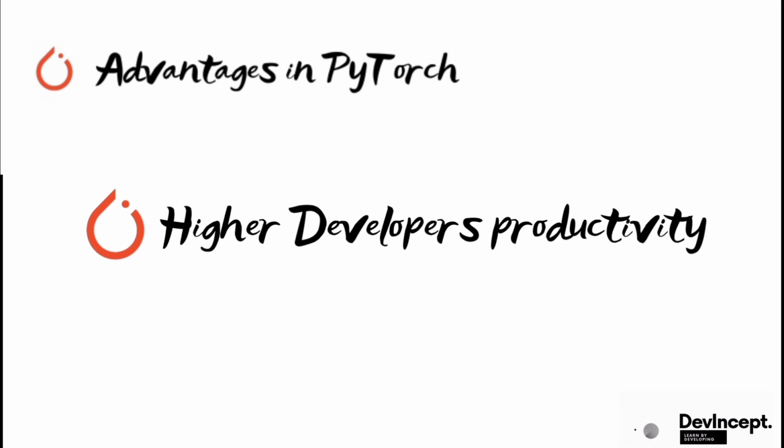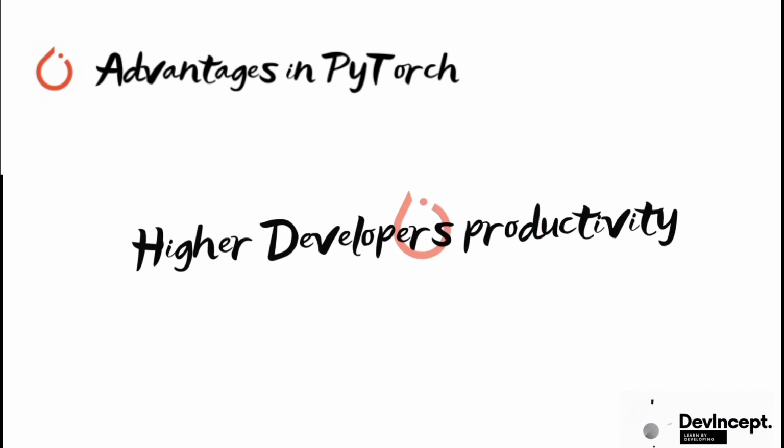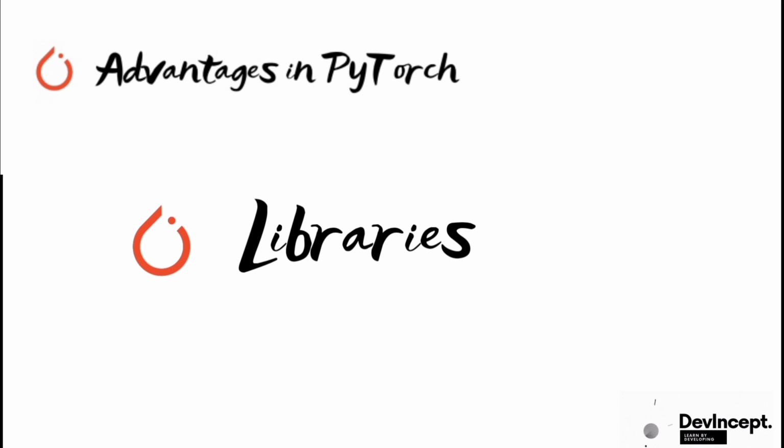Next one is higher developer productivity. PyTorch has a simple Python interface and provides a simple, powerful API. PyTorch can also be easily implemented on both Windows and Linux. Coming to the next, libraries. PyTorch is a fully featured deep learning library for both research and production purposes, as a large community of developers have built many tools and libraries for extending PyTorch.